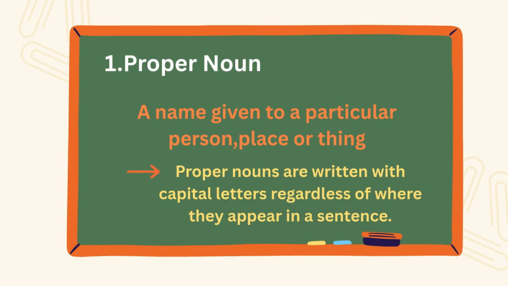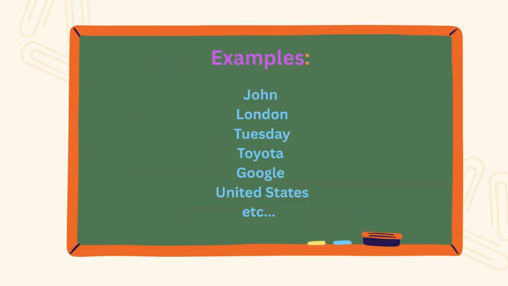Number 1. Proper noun. It is a name given to a particular person, place, or thing. Proper nouns are written with capital letters regardless of where they appear in a sentence. Examples: John, London, Tuesday, Toyota, Google, United States, etc.